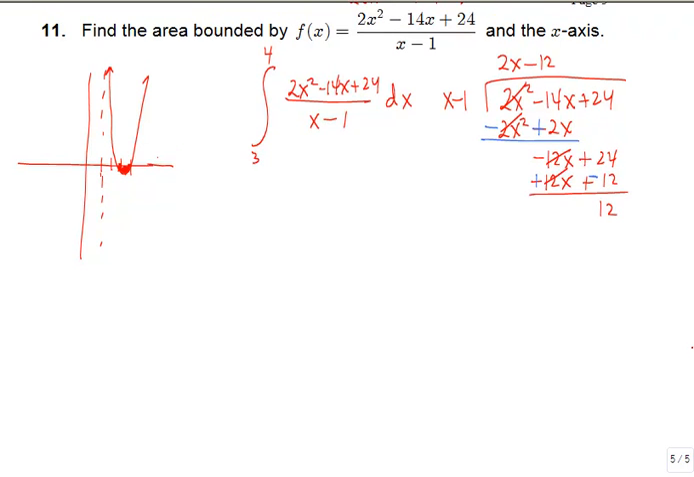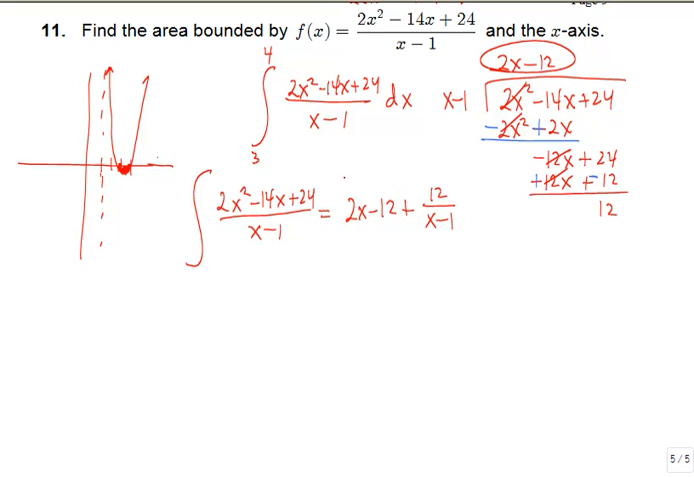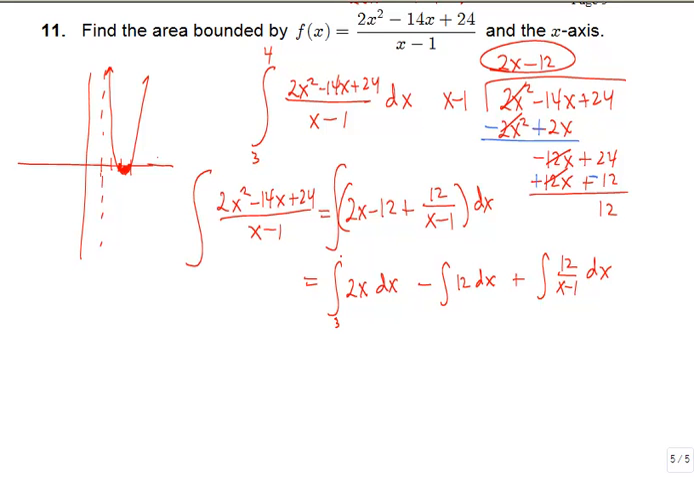So what that means for us is that 2x squared minus 14x plus 24 all over x minus 1 is the same as this quotient plus a remainder of 12 over that denominator x minus 1. So the integral of this is going to be the integral of this. And that's good news for us, because the integral of these three pieces is something I can handle pretty easily. I'm just going to integrate the 2x, the 12, and this fraction. I'm going to do each one separately, and I'm doing each one from 3 to 4.